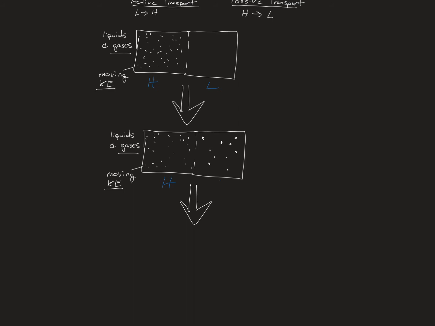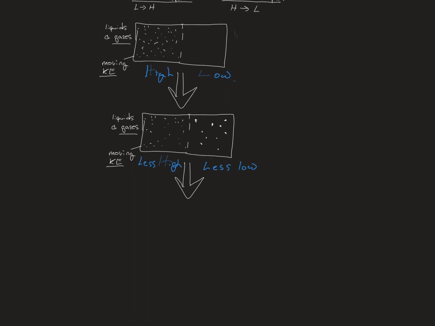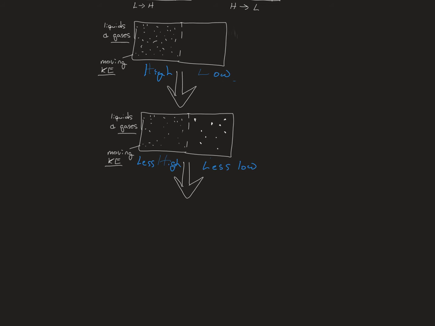Let me just, I don't know, that inequality seems wrong to me, so let's say less low. Less high. This is high. This is low. This is less high and less low. What happened? They moved across the membrane, the separator, and they became more equal as they're becoming less high and less low. Does that make sense? Anybody have a problem with that before I move on?